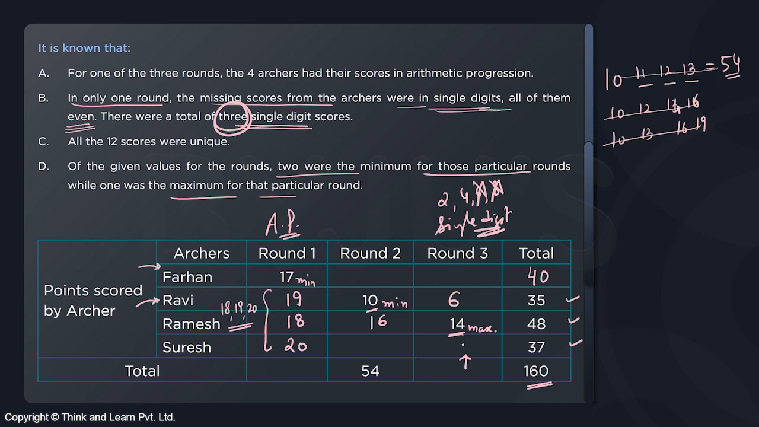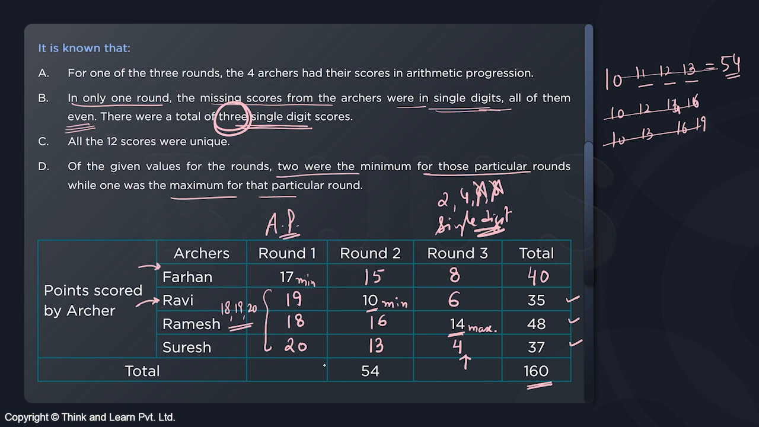Can I write 4? 4 plus 13 is 17. Yes, that's possible. Can I write 2? 2 plus 15 is 17. Yes, that's also possible. So both of them are possible. Let's try with 4. If it is 4, 4 plus 13 is equal to 17. 10 plus 16, 26 plus 13 is 39. 39 plus 15 is 54. 17 plus 15 is 32. 32 plus 8. Oh yes, it has satisfied all the conditions.